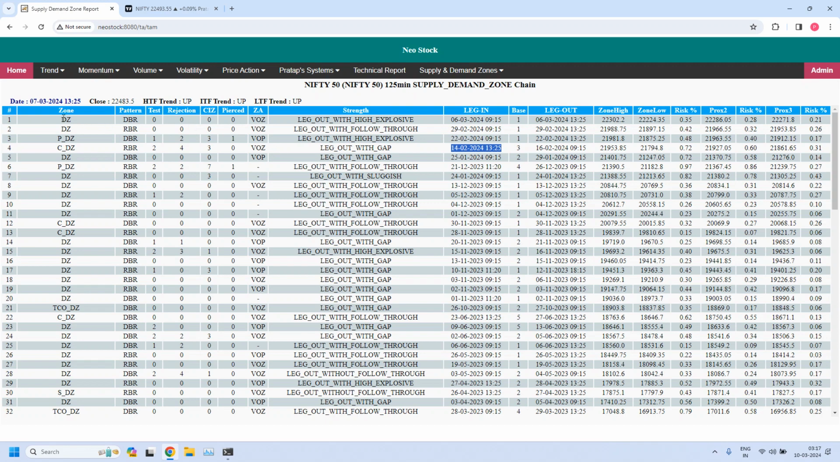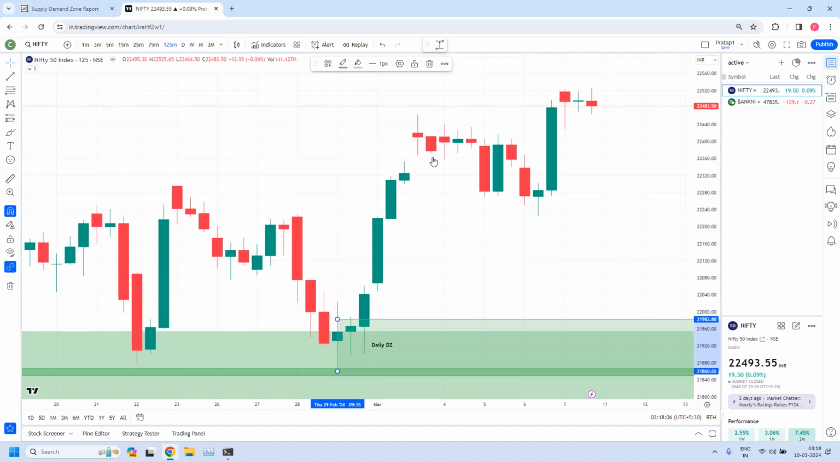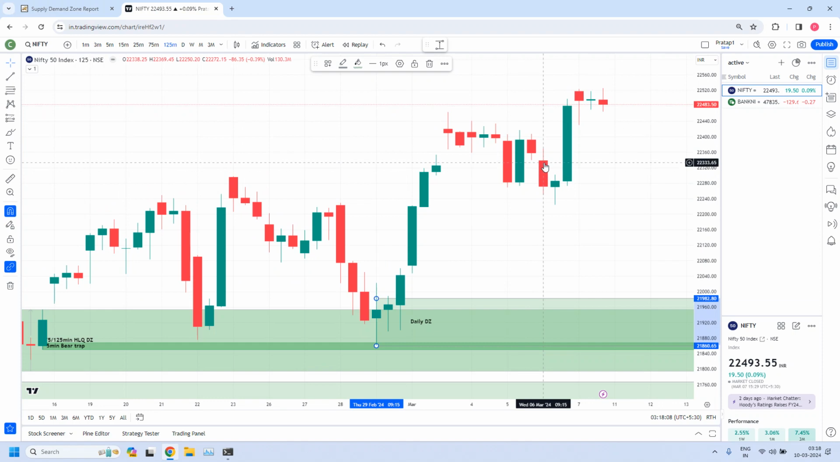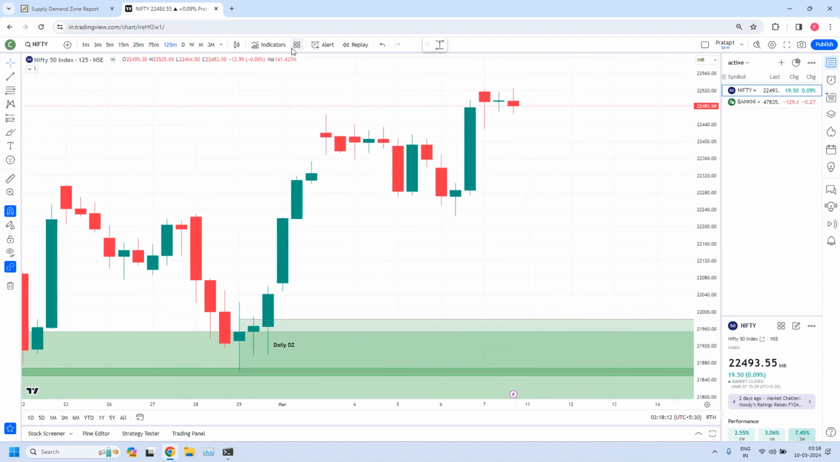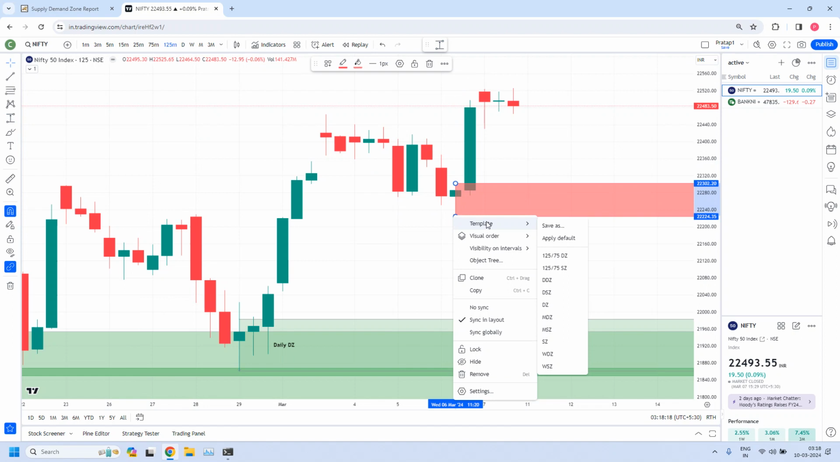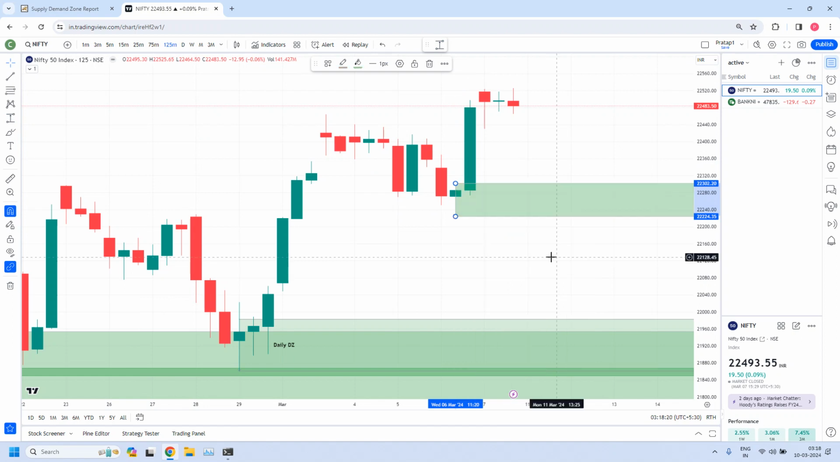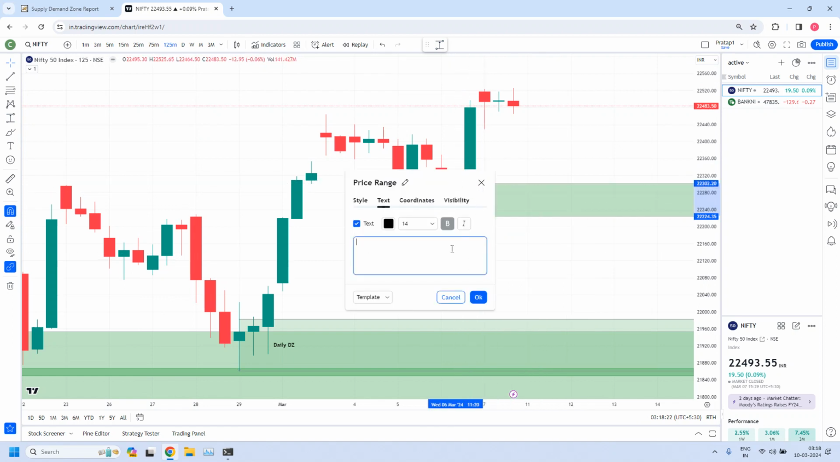But this is the most recent demand zone, the 125 minutes demand zone. That is the 6th March 9:15 candle. This is the one, 6th March 9:50 candle. This is the 125 minutes demand zone, a normal demand zone. Okay, for reference purpose, let us draw. This is a normal demand zone.